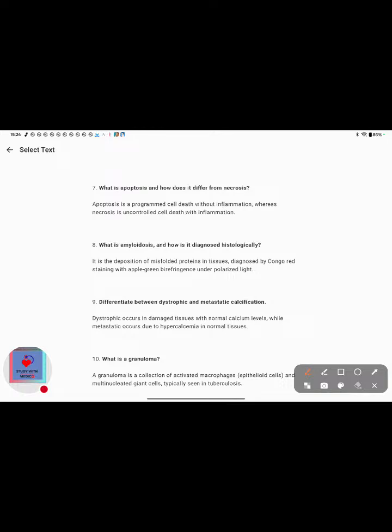Apoptosis is a suicide. Okay. So it is a programmed cell death without inflammation.